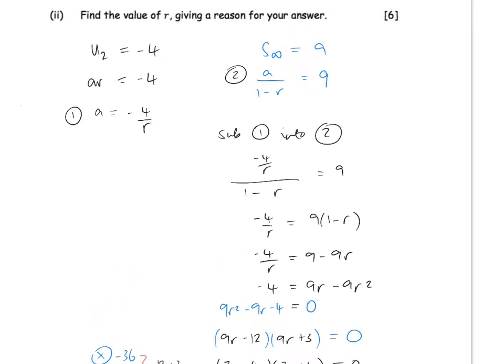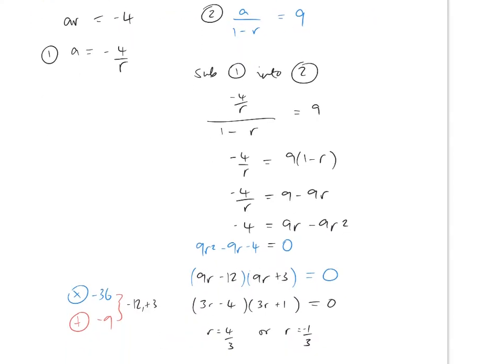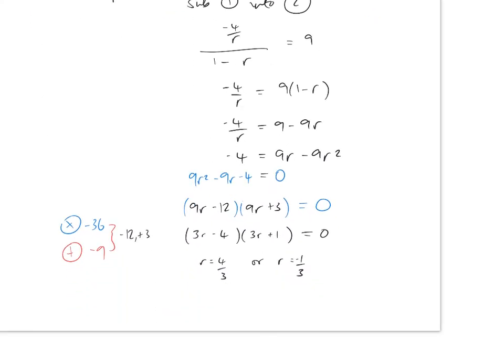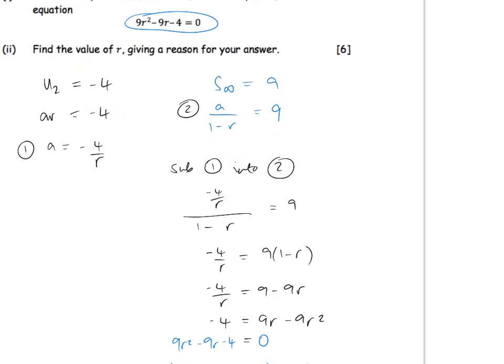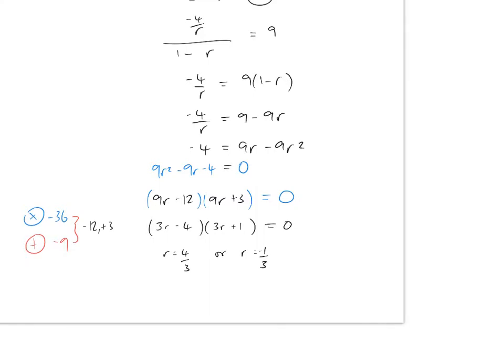Now, it says, find the value of r giving a reason for your answer. So it's one of these things here. And it's the point that I made up by here straight away when I read the question. Mod of r is less than 1. So this answer here can't exist because it's got a sum to infinity. As we have a sum to infinity, you can't have a sum to infinity if your number's bigger than 1.